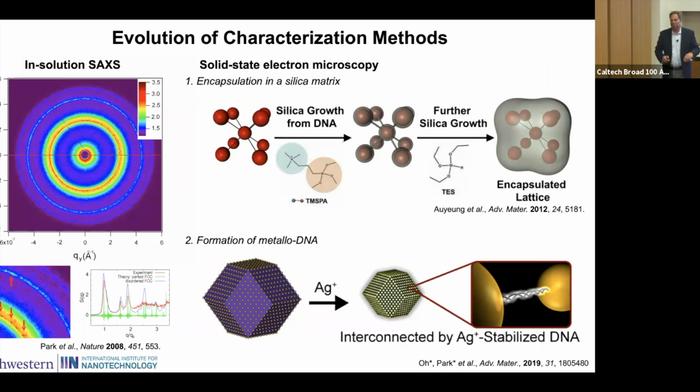Now, I haven't told you how we stabilize these. A lot of people say, well, it's DNA, it can't be that stable. And it's true, they're made in solution. If you dry them out, they just collapse. But if you grow silica around them using sol-gel type processes, you can encapsulate them in silica matrices, and now the particles are locked into place.